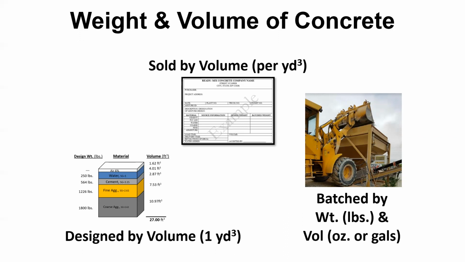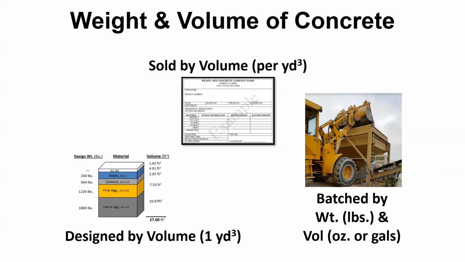Then you also have the weight and volume of the concrete. So whenever you're batching, sometimes you batch by weight, sometimes you batch by volume. Typically, liquids are going to be batched by volume. So you may batch, say, 30 gallons of water. So you may have to convert from pounds to gallons for your mix design. Admixtures, if they're in liquid form, are going to be a certain volume, maybe in ounces.